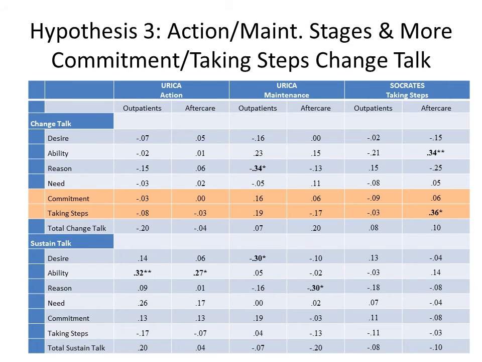Finally, the results from our third hypothesis are reported here. Our third hypothesis stated that action and maintenance stages of change would be associated with more commitment and more taking steps change talk. The rose and orange show that for the taking steps language with the Socrates taking steps measure, that was consistent with our hypotheses. Those who were higher in taking steps on the Socrates reported more taking steps language, but that was only true for the aftercare group and did not replicate for the outpatient group. Nor did it replicate for the Eureka measures of action or maintenance, and none of the correlations for the commitment language were significant with any of these measures.